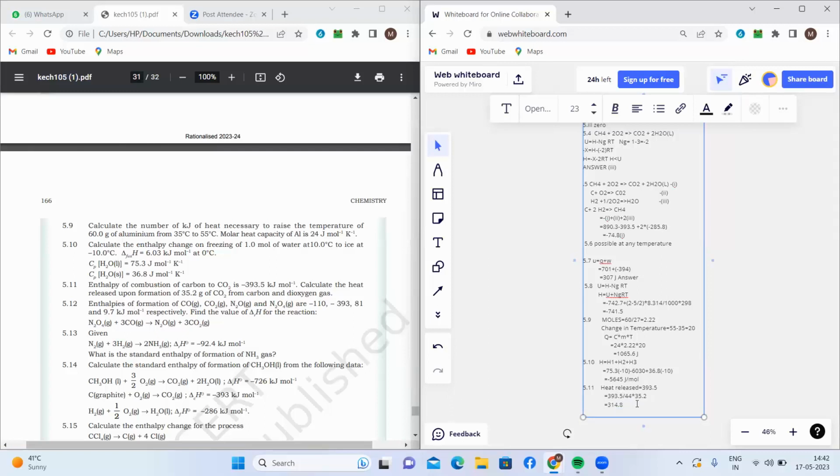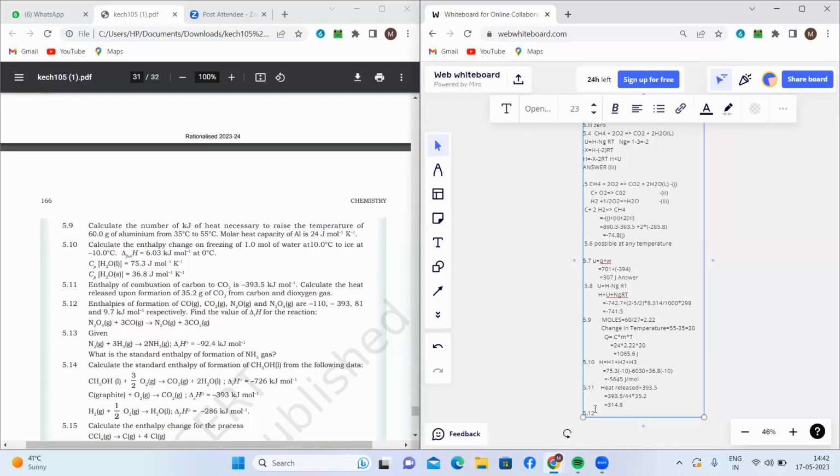Now, in the next question, we are given the enthalpy of formation of carbon monoxide, carbon dioxide, nitrous oxide N2O, and N2O4. Find the value of delta H f for the reaction. Same question we have done earlier also. We have to write these four reactions and then we have to make this reaction using these four reactions by adding and multiplying constants in them. So let me write it for you.